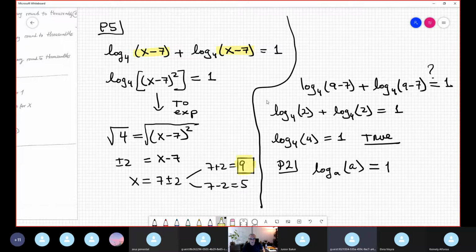What about 5? 5 is not good. Why not? Because when you substitute here, look, 5 minus 7 is negative 2. And look, negative 2 inside the logarithm argument is totally undefined. Logarithm only accepts positive numbers. No 0, no negative. Therefore, 5 doesn't work.